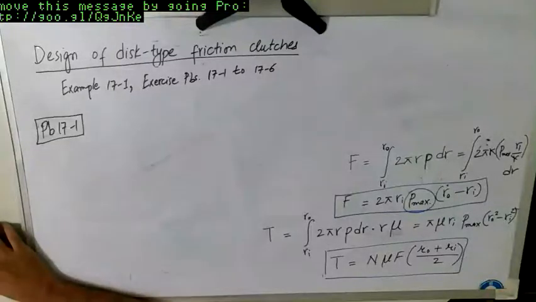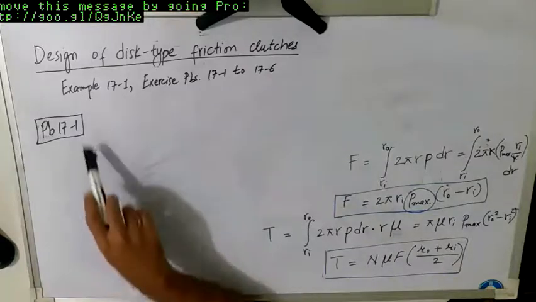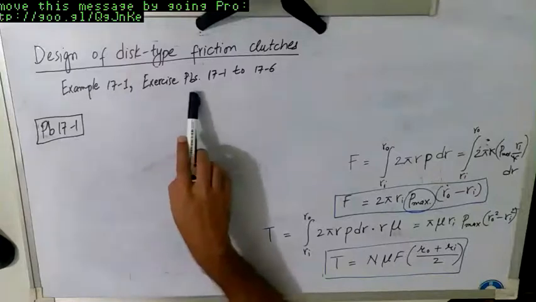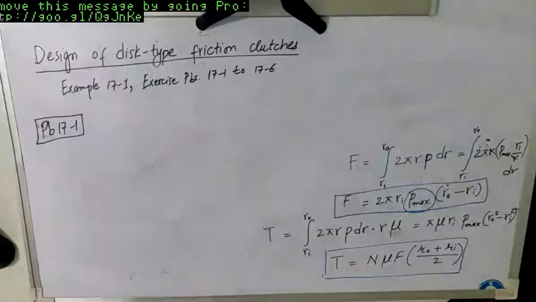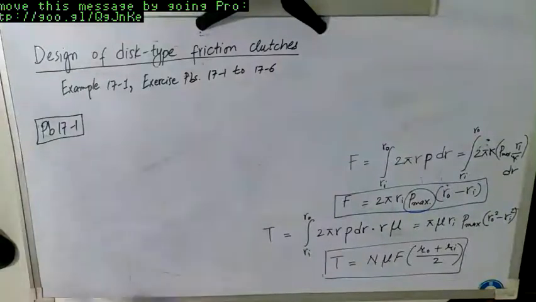Alright, so the numerical problems related to this topic are example 17-1 and exercise problems 17-1 through 17-6. Since the example is already pre-solved in the book, I will start from exercise problem 17-1. So I invite you to take 1 minute to read the statement of this problem from your book.